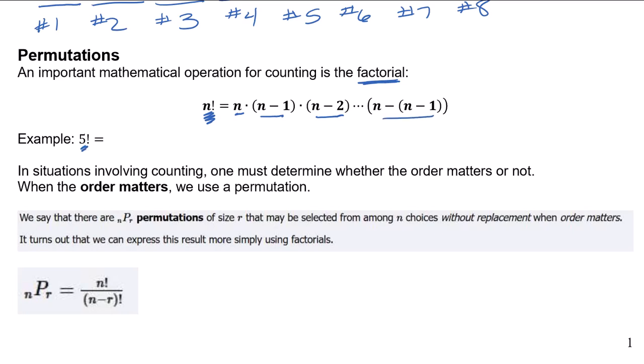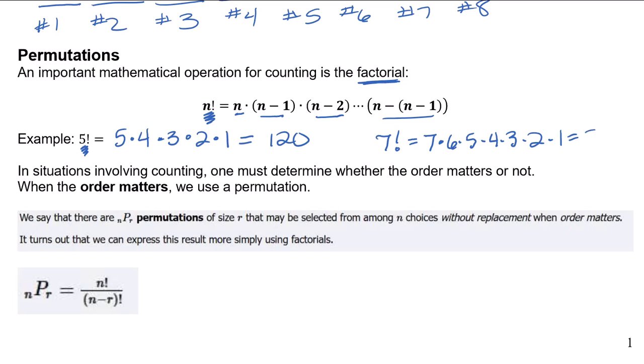So for example, we're going to do 5 factorial. That means we're going to multiply 5 times 5 minus 1, which is 4, and then we just go down 3, 2, and we stop at 1. All right. So 5 factorial is 5 times 4 times 3 times 2 times 1. That ends up being 120. Let's catch another quick example. 7 factorial, we're going to take 7 and multiply down to 1. So 7 times 6 times 5 times 4 times 3 times 2 times 1. It's quite a bit bigger. It's 5,040. So a factorial multiplies down to 1.